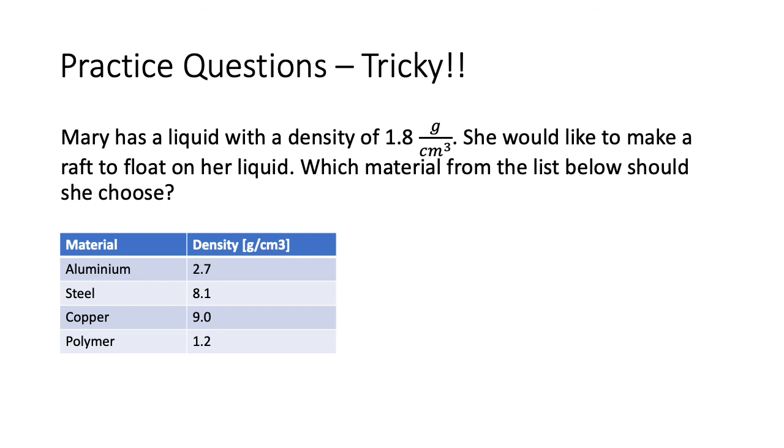If you would like to pause the video, you can work this out for yourself and come back for a solution. Okay, so let's work out which material she should use. So we know that Mary has a liquid with a density of 1.8 grams per cubic centimetre. And we know that in order for something to float, the density of the material needs to be less than the density of the liquid to float.